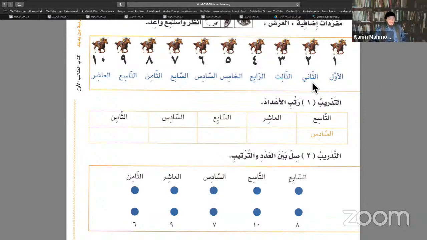الثاني. Mudathir, where's Ayan? Where's Rayyan? What's going on? الثاني.